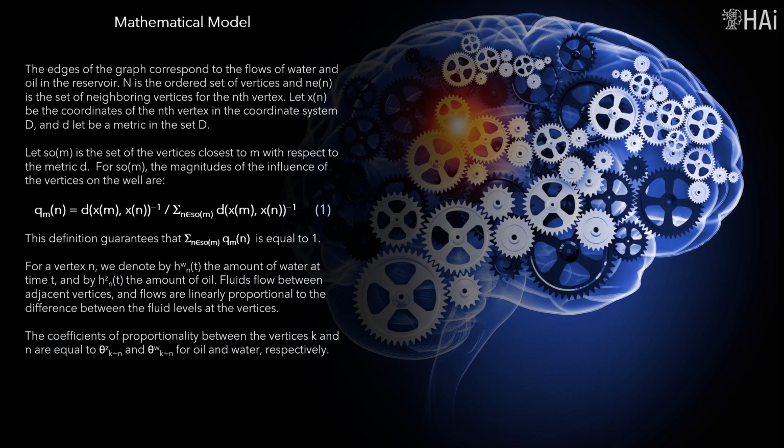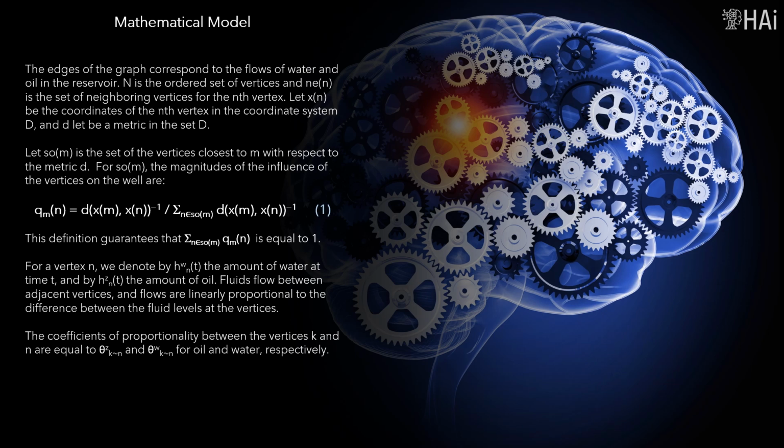The edges of the graph correspond to the flows of water and oil in the reservoir. N is the ordered set of vertices, and N is the set of neighboring vertices for the nth vertex. Let xn be the coordinates of the nth vertex in the coordinate system D, and let D be a metric in the set D. Let SOM be the set of the vertices closest to M with respect to the metric D. For SOM, the magnitudes of the influence of the vertices are defined in the equation 1.